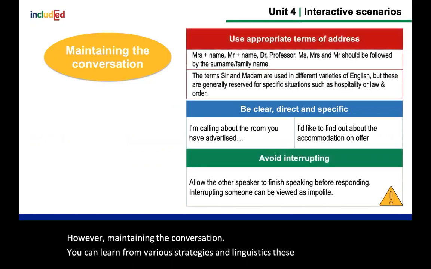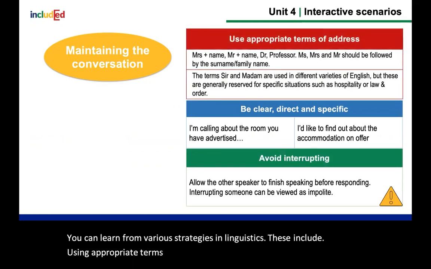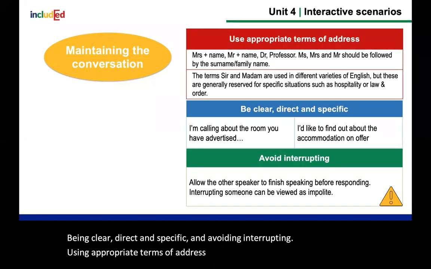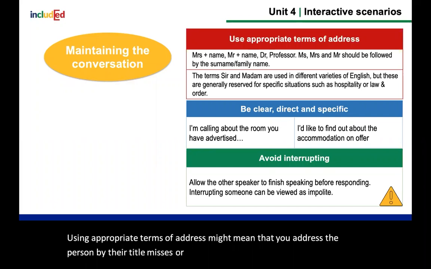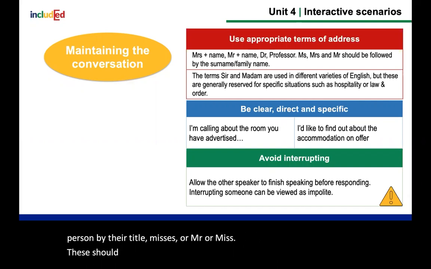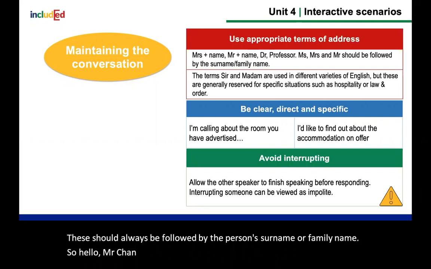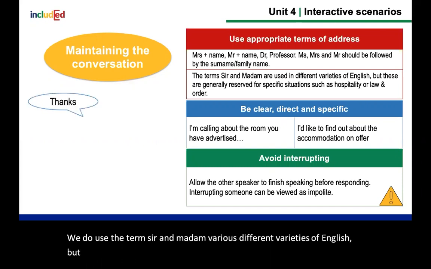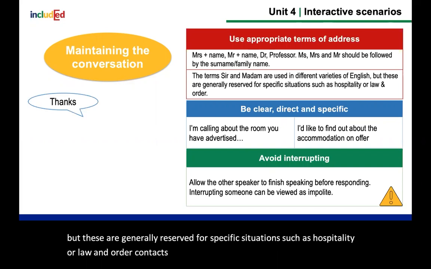These include using appropriate terms of address, being clear, direct, and specific, and avoiding interrupting. Using appropriate terms of address might mean that you address the person by their title, Mrs. or Mr. or Ms. These should always be followed by the person's surname or family name. So, hello, Mr. Chen, if the Mr. is appropriate. We do use the terms sir and madam in various different varieties of English, but these are generally reserved for specific situations such as hospitality or law and order contexts, which are very formal.